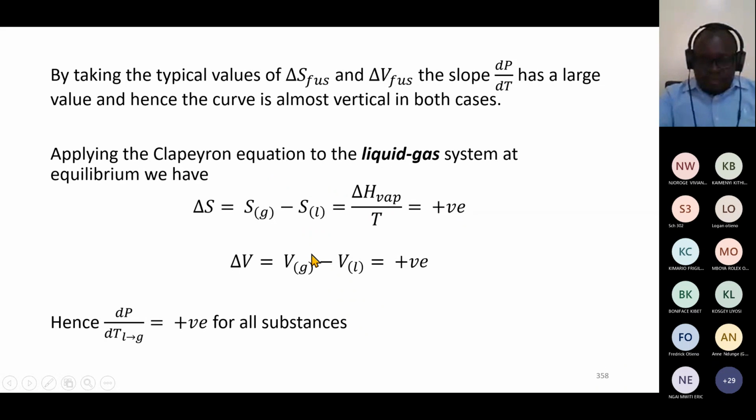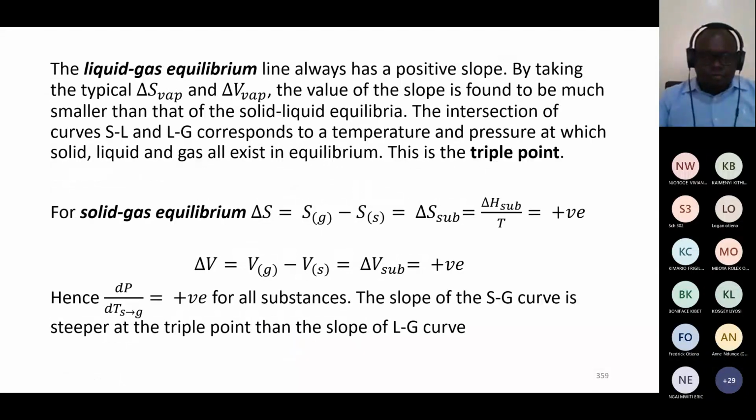And delta V equals Vg minus VL. Vg, the volume of a gas, is also much larger than the volume of the liquid. So delta V is also always positive. So here we can say for the liquid-gas system, dP over dT is positive for all substances. So the liquid-gas equilibrium line always has a positive slope.